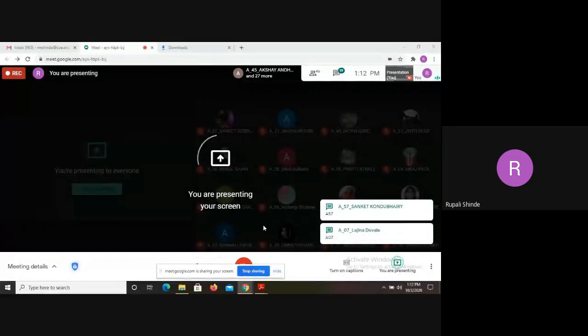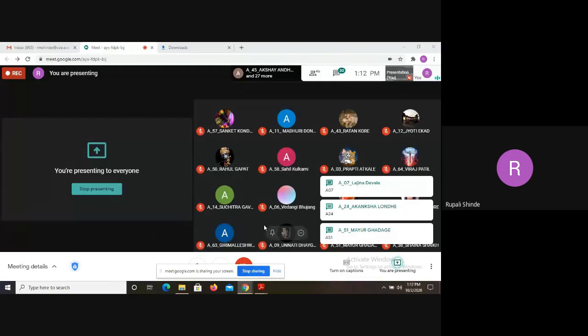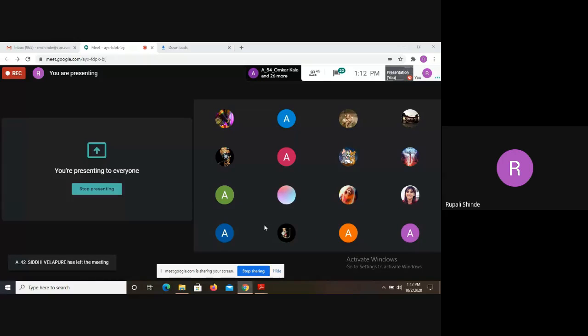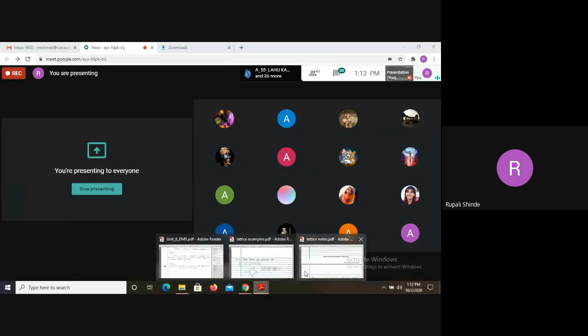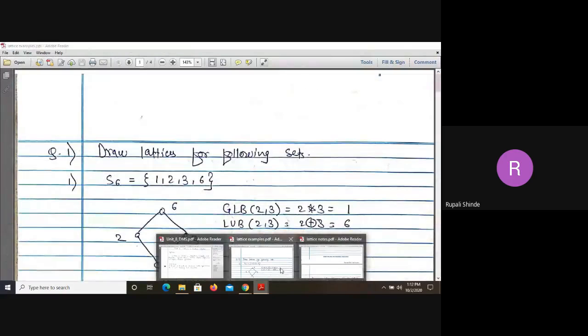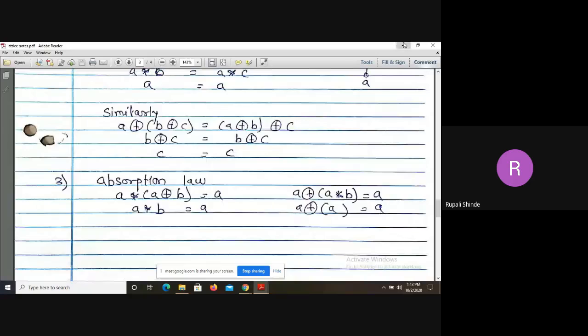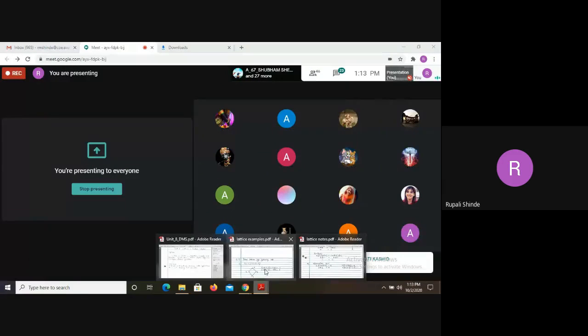So last lecture we started with lattices. In that we saw the definition of a lattice and how to recognize whether a given diagram is a lattice or not. A lattice is a partially ordered set in which every two elements have only one greatest lower bound and least upper bound. After that, we solved many examples based on lattices. Last lecture I gave one exercise, some examples you have to solve.